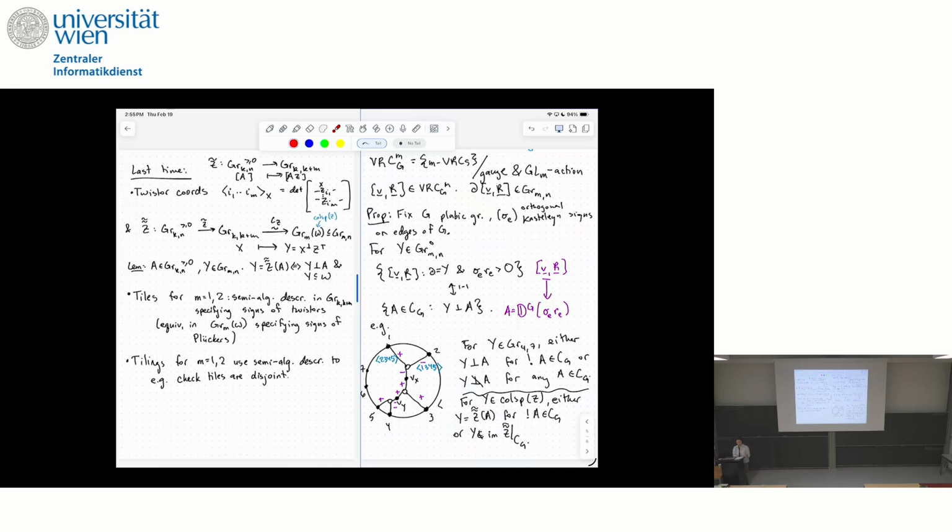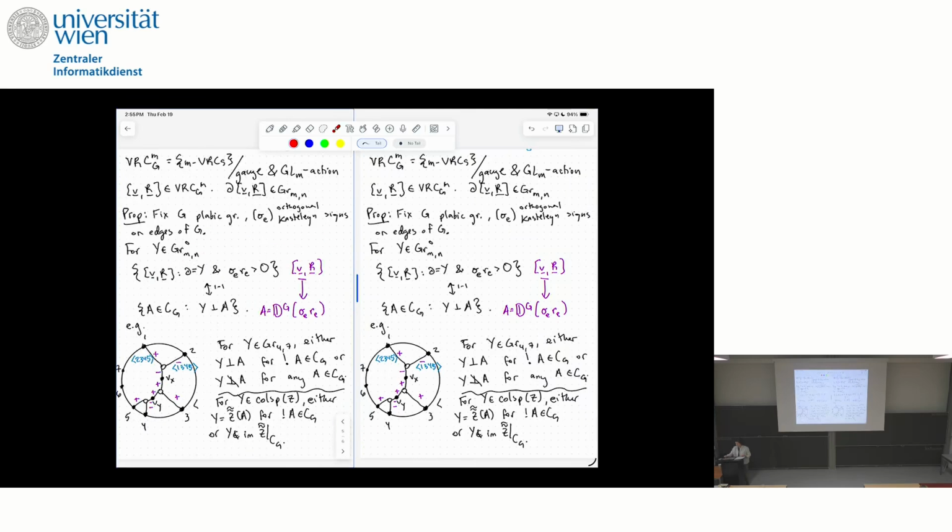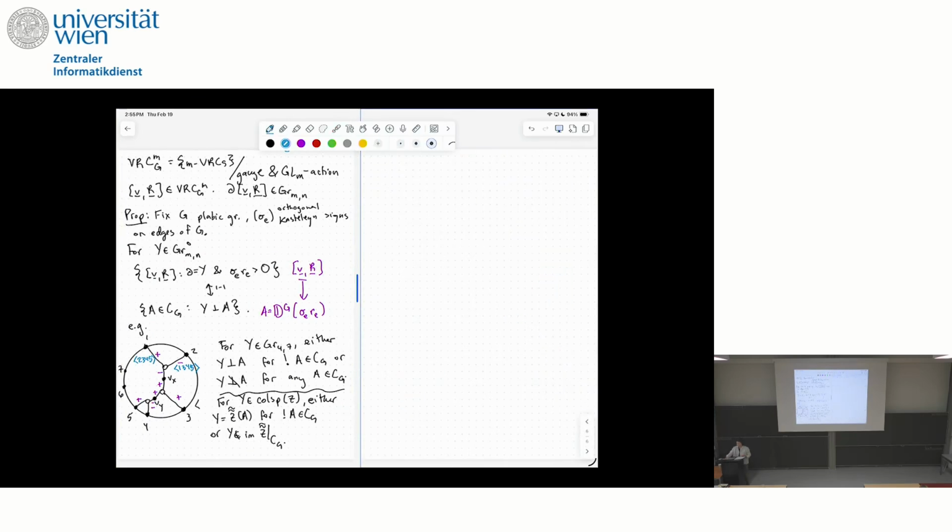Okay. Yeah, so I've totally forgotten when I started. Okay, yeah, so let me write some of that down. So this is supposed to be VRCs and the Amplituhedron.